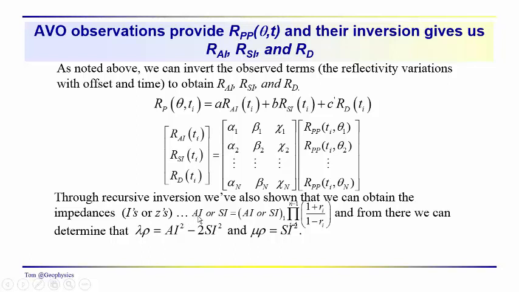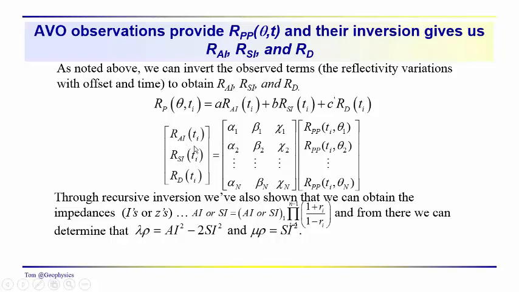And once we've determined the impedances, we talked about this recursive estimation of the compressional wave impedance or the shear wave impedance as a product of terms, 1 plus R sub I over 1 minus R sub I. We should be able to work from that, determining what the A sub I's are through this recursive inversion process, back to the products lambda-rho and mu-rho.